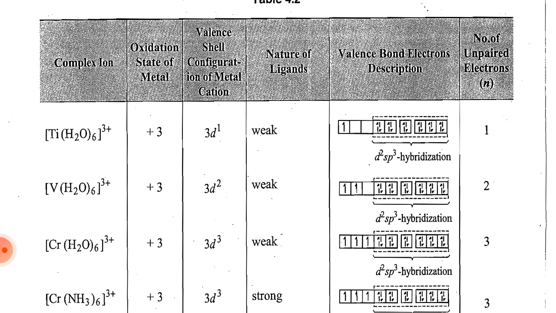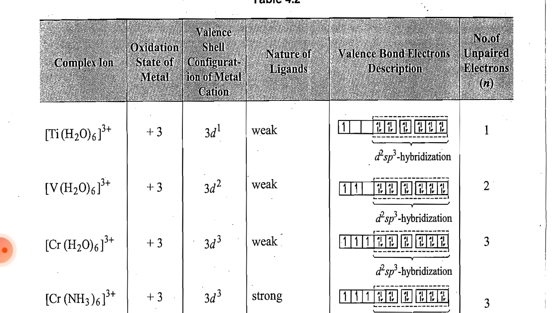[Cr(H2O)6] 3+: the oxidation state of the metal will be +3. Valence shell configuration of the metal cation will be 3d3. Nature of ligand: H2O will be a weak field ligand. So the 3d orbitals will show 3 unpaired electrons. H2O will give 12 electrons. After sharing electrons, it will form d2sp3 hybridization. The number of unpaired electrons will be 3.